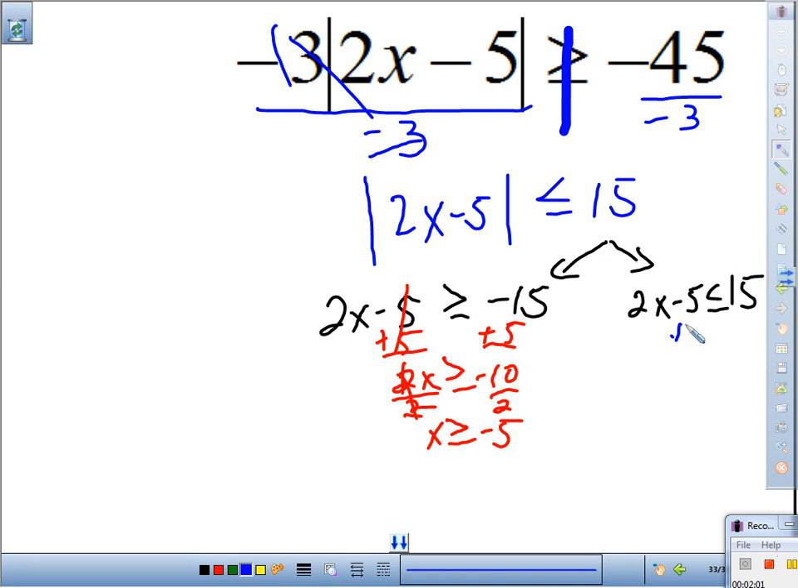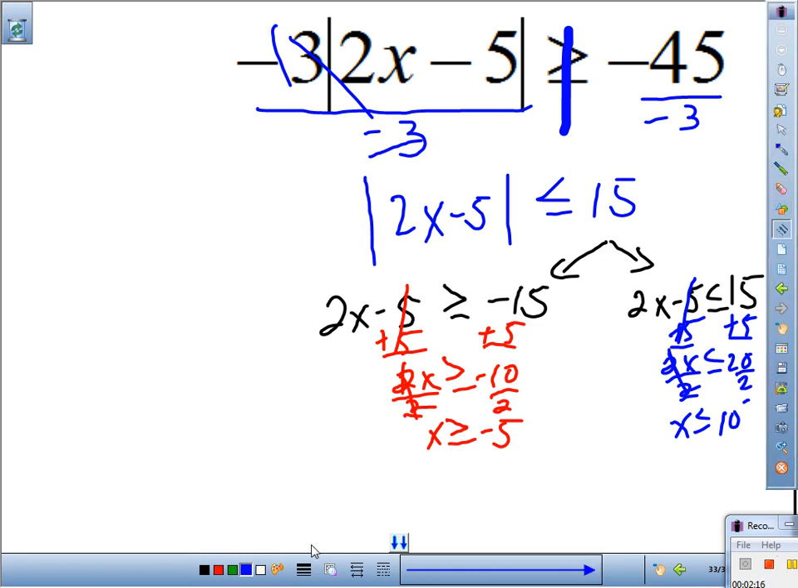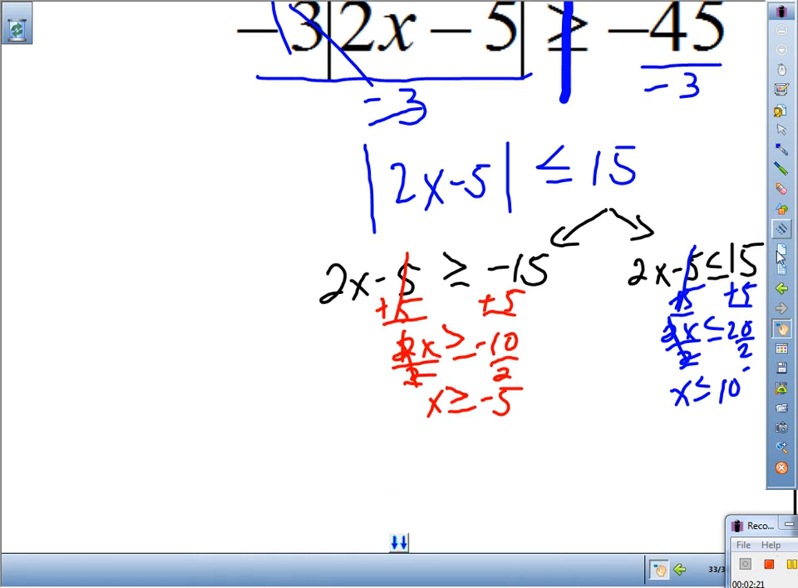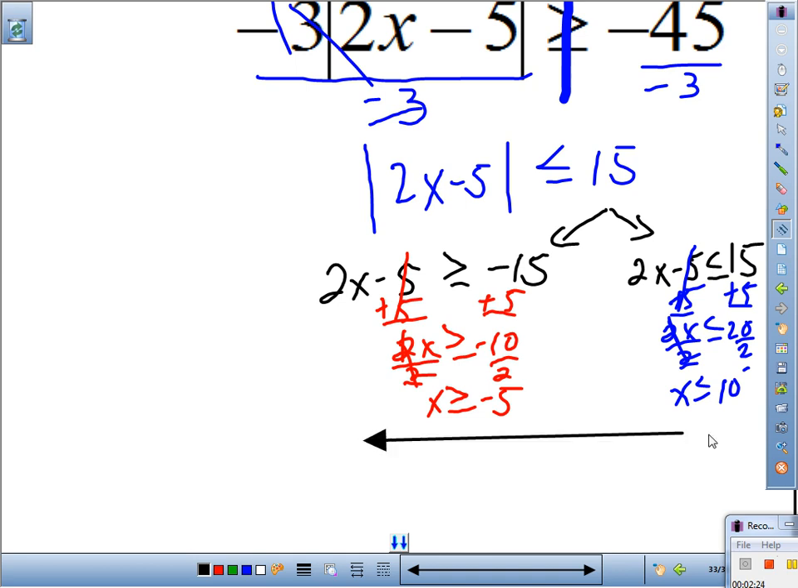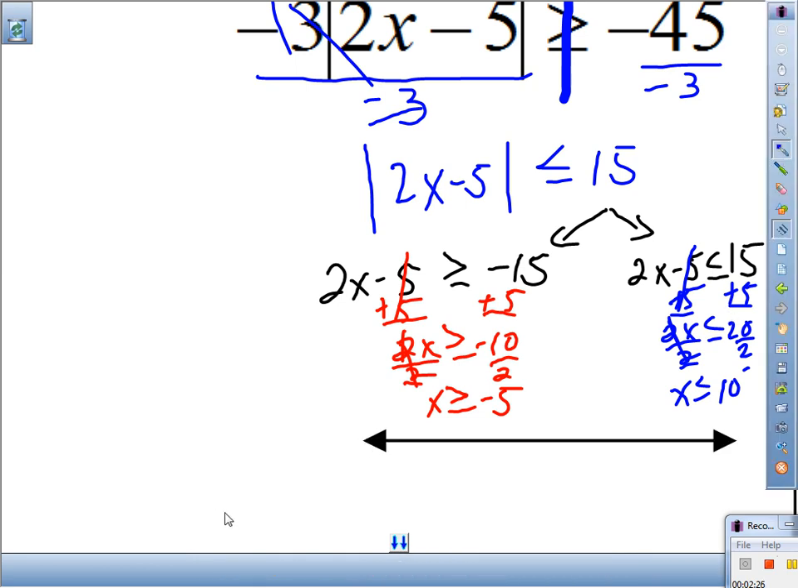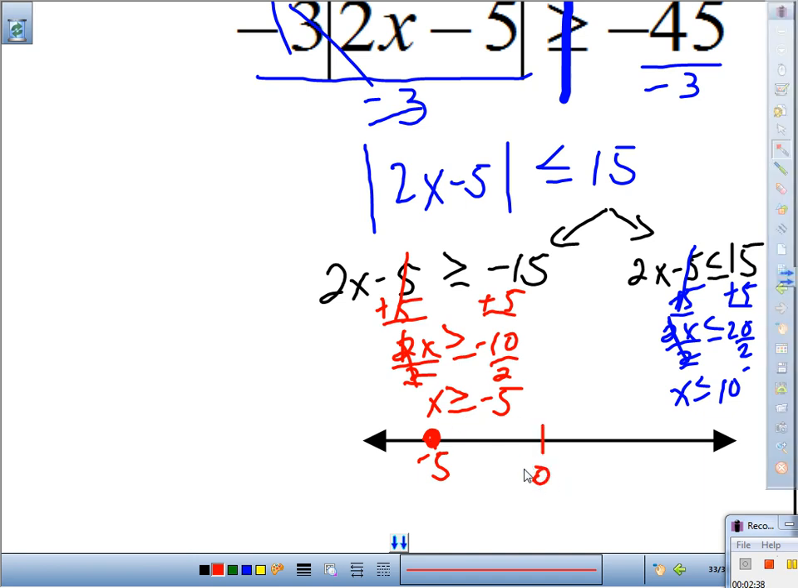This side, +5 plus 5, 2x less than or equal to 20, divide by 2, x less than or equal to 10. So, let's graph that. Move up a little bit. There it is. All right. So we start at -5. It's a solid point because it has the equal sign. And of course, you can test 0 to see if you shade towards 0 and it's true. So we shade towards 0.